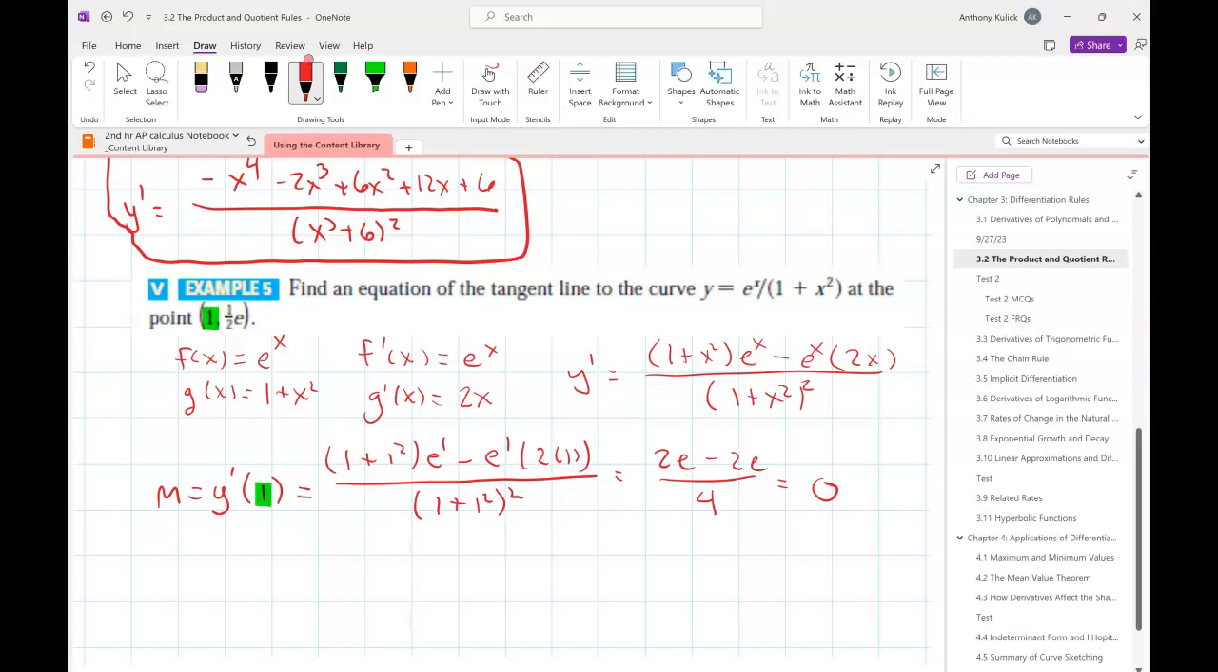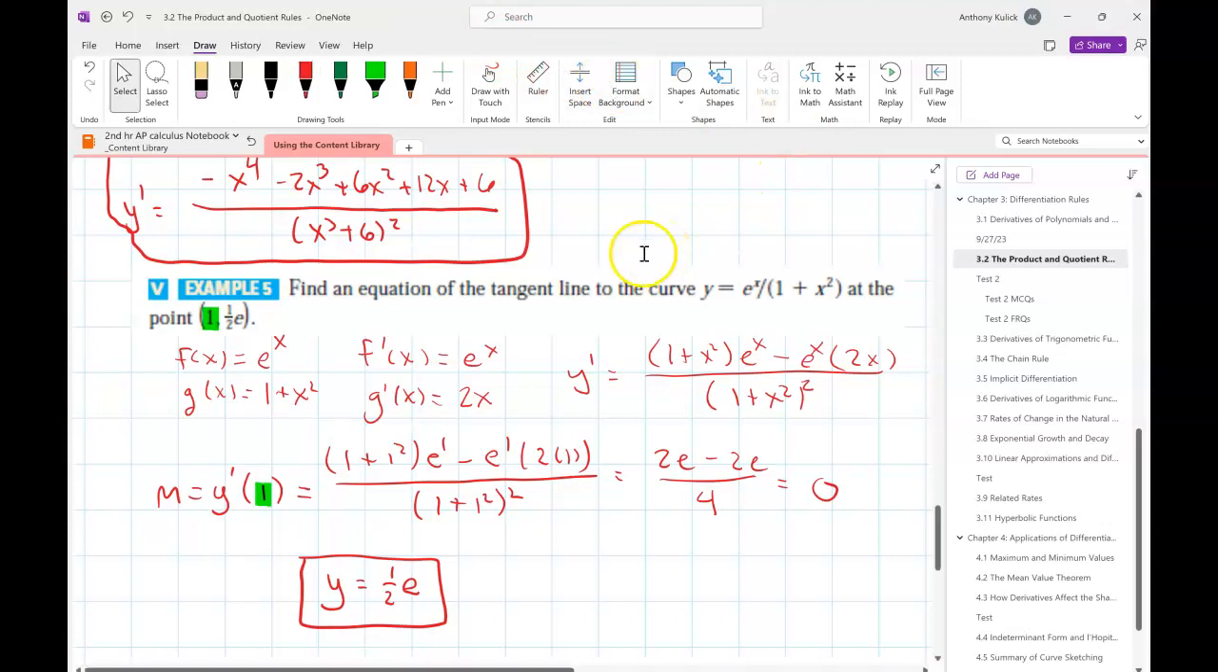So there's our slope. So if I want to write the equation for my tangent line, that's it. The slope is 0, it's a horizontal line, so it's just y equals, and then the y coordinate. Don't have to muck around with anything else. So far, so good?